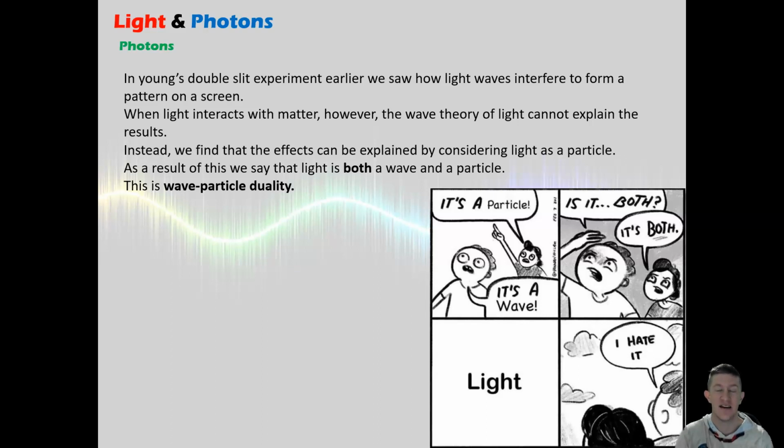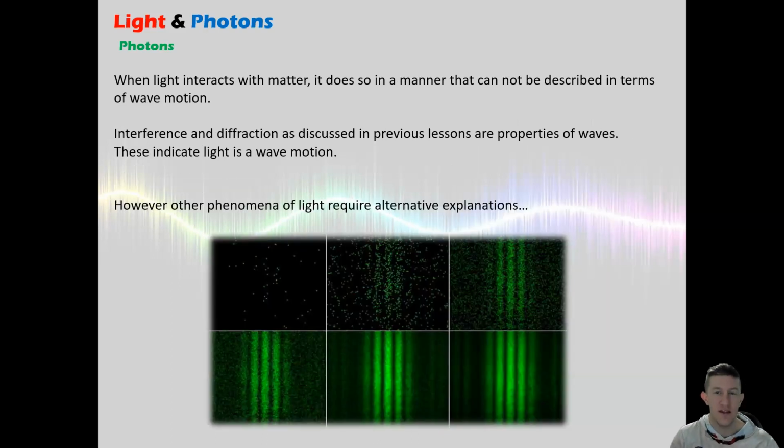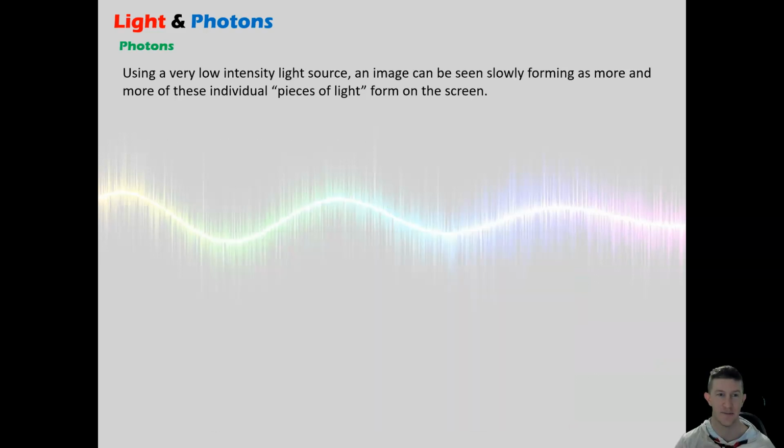And this is where we have that term, the wave-particle duality, because we describe light as a wave and a particle. The first example to prove this is that when light interacts with matter, it does so in a manner that cannot be described in the wave motion. Interference and diffraction, as we saw earlier, are properties of waves, which indicate light is a wave motion. However, there are other phenomena that require alternative explanations.